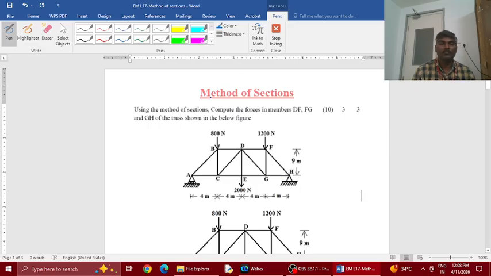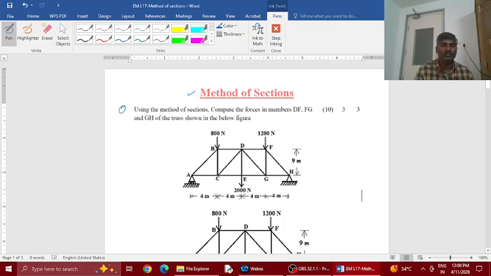Today we'll learn how to solve the truss using method of sections. Okay. So you have two methods to solve the trusses. One being the method of joints, the other one being method of sections. So we'll learn the method of sections today.